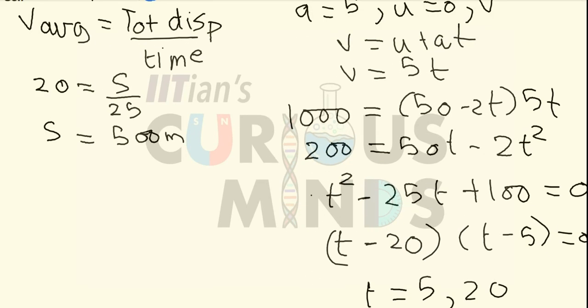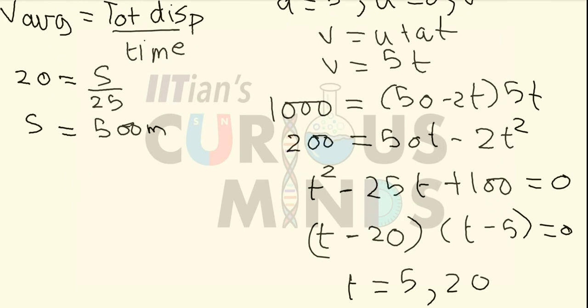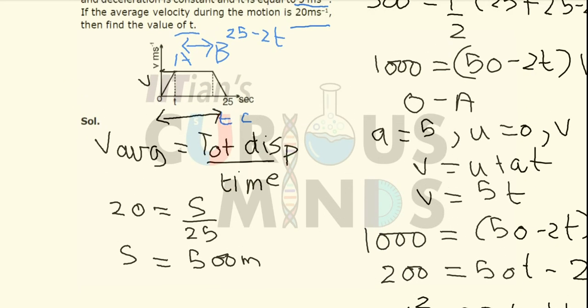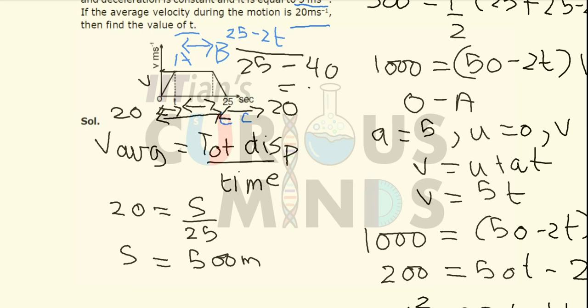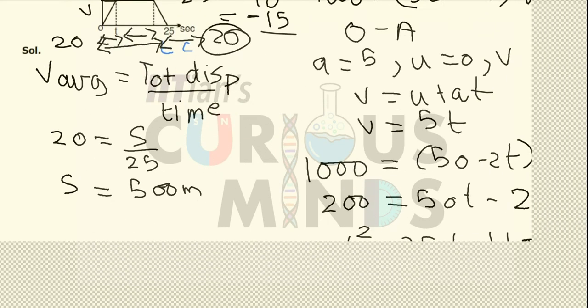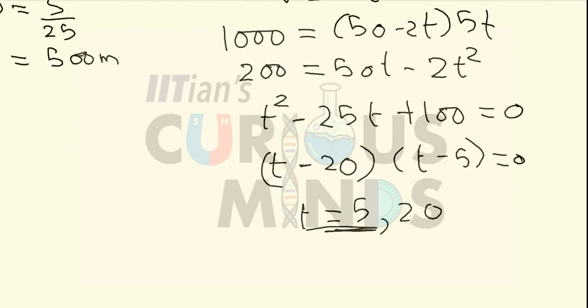Let us see the correct answer over here. The correct answer will be t is equal to 5. Why is t equal to 5 the correct answer? Because the same t is repeated. If I take the answer as 20, the same t will be repeated and there will be some distance in between. This distance will be equal to 25 minus 2t, which is 25 minus 40. Now this will give me a negative answer, negative 15, and the time cannot be negative, so t cannot be equal to 20 seconds. So the correct answer over here is t equal to 5 seconds.